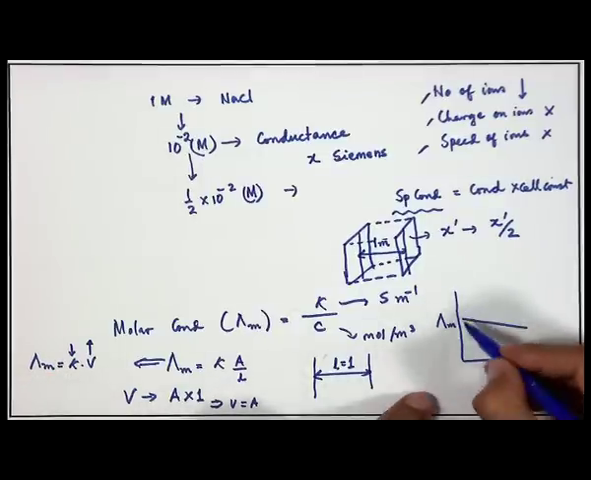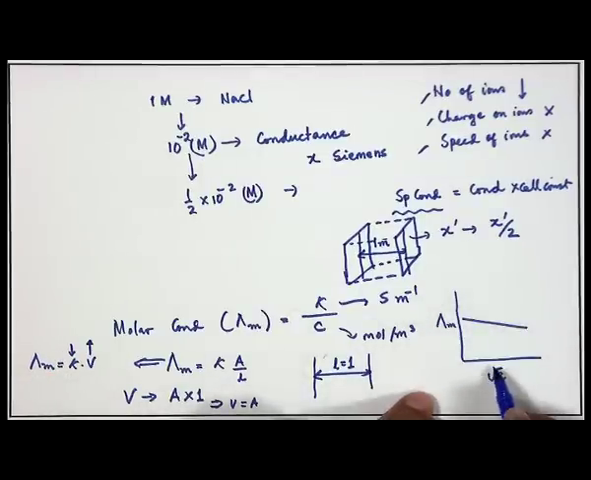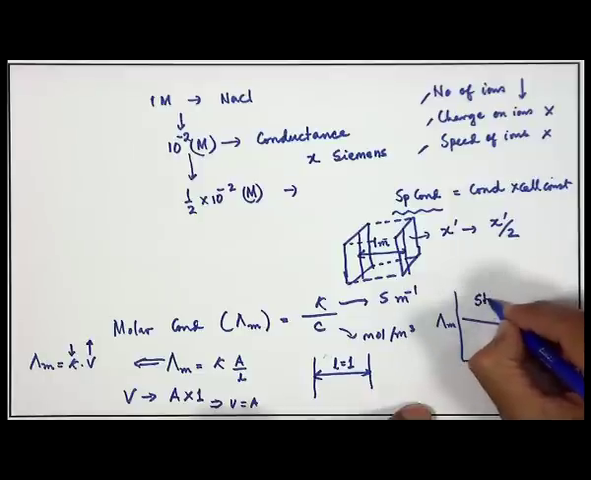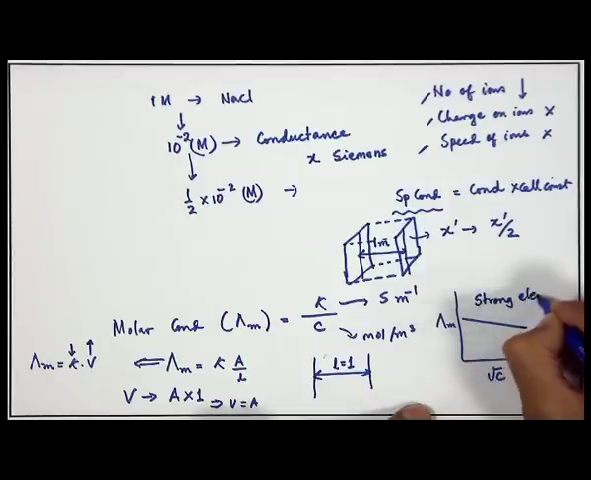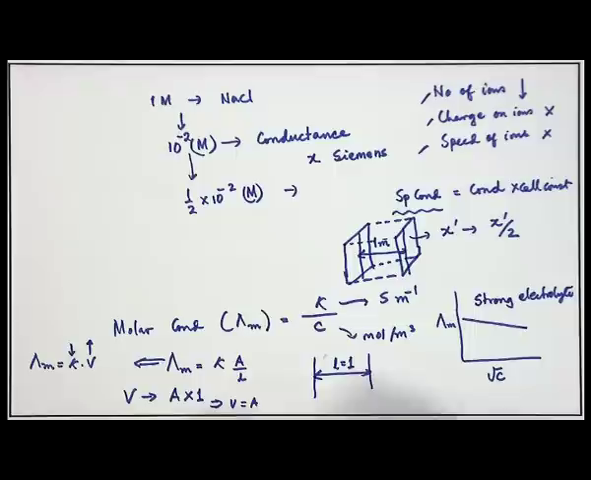So, in effect lambda m is found to increase. That is why, if you plot lambda m as a function of square root of concentration, it follows a trend like this. But an important point to note is that this type of linear dependence is observed for a strong electrolyte. A strong electrolyte means an electrolyte which is completely ionized when you dissolve it in water.